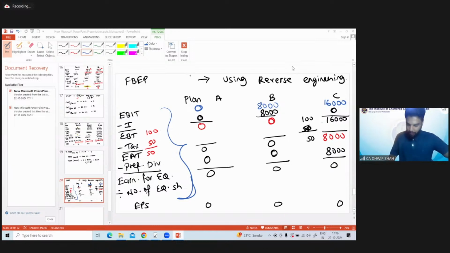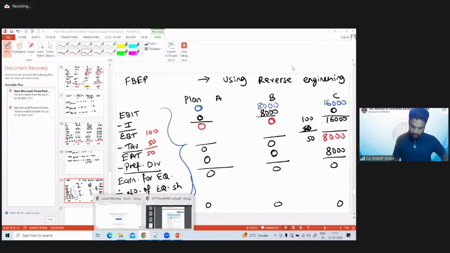So I hope everyone has understood the concept of evaluating different plans and selecting the best one, then the concept of indifference point, then the concept of financial break-even point. Then we also understood that if EBIT is more than the indifference point, then we should go for which alternative. If EBIT is less than the indifference point, then we should select which alternative. All these things we have learned, right? And I hope there are no queries till here.